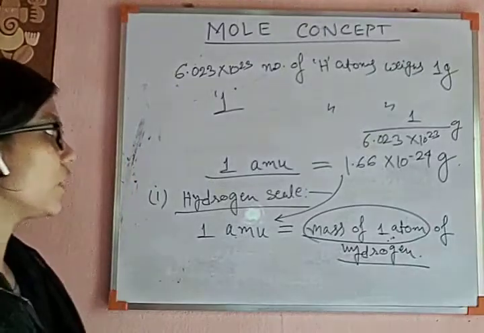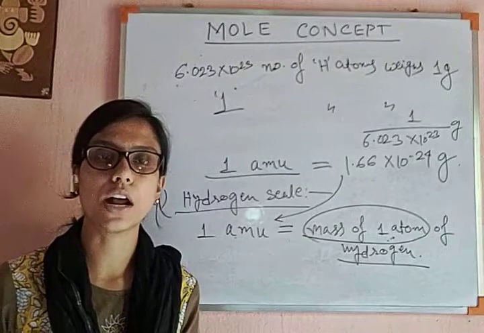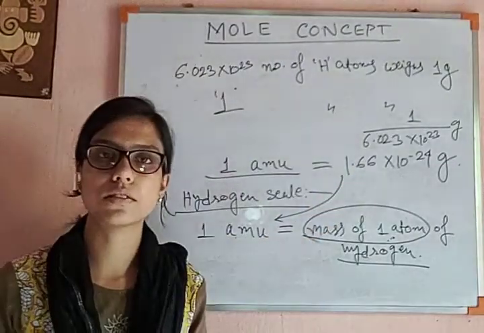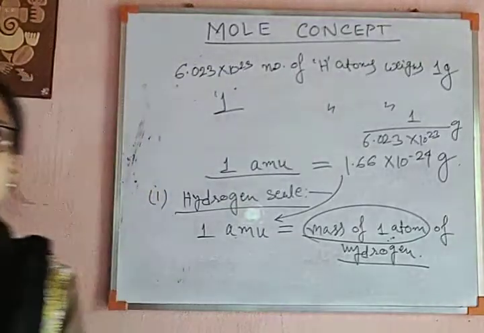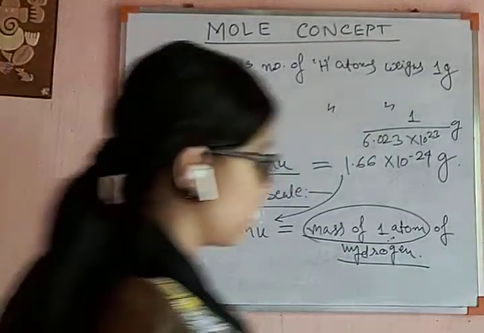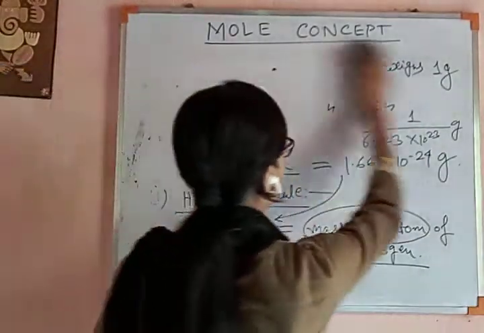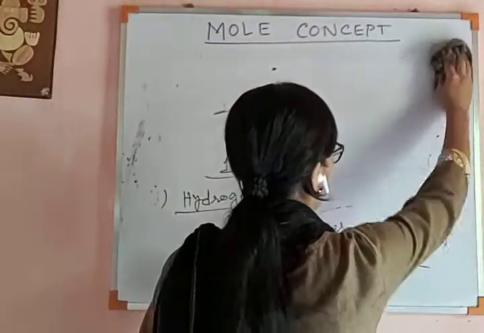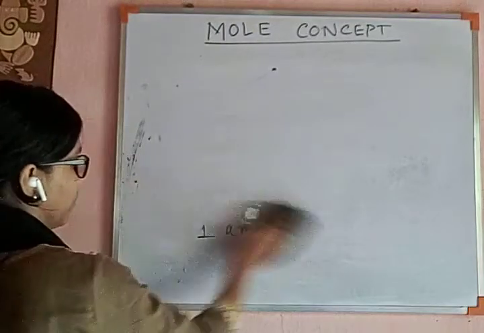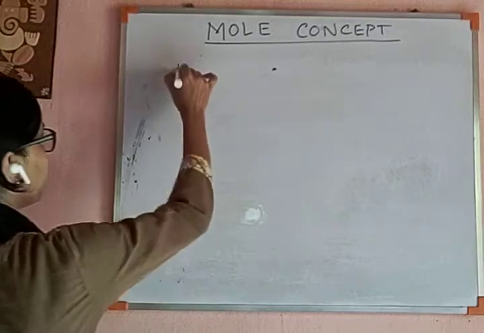So when we convert the AMU term to gram, we have to multiply the atomic mass unit term by this factor, 1.66 into 10 to the power minus 24 gram. Next is the carbon scale. For the carbon scale, the process is the same. Just take carbon in place of hydrogen.